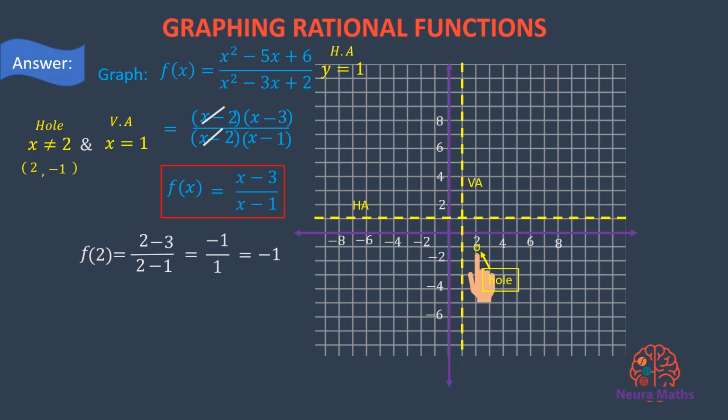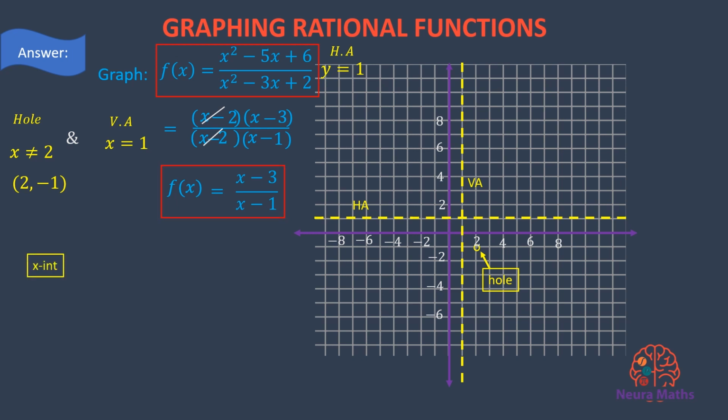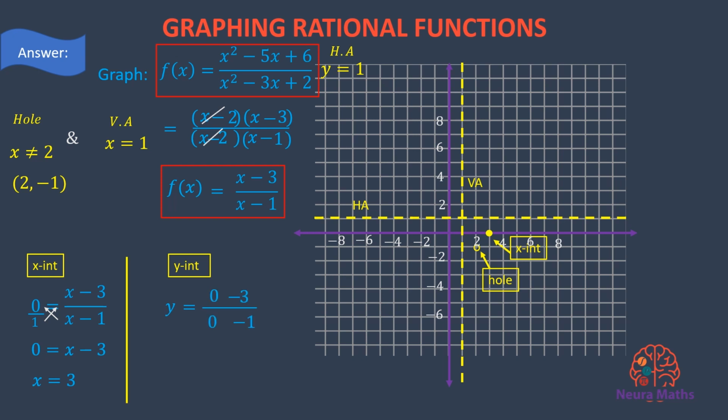There is no slant asymptote here since the degree of the numerator is not 1 more than the degree of the denominator. We can plot two special points, the x-intercept and y-intercept. What is the x-intercept of this function? To find the x-intercept we put y, or f of x, equals 0. Doing this gives us x minus 3 equals 0, so the x-intercept is 3. What is the value of the y-intercept? To find the y-intercept, we put x equals 0, which gives us y equals 3, so the y-intercept is 3.